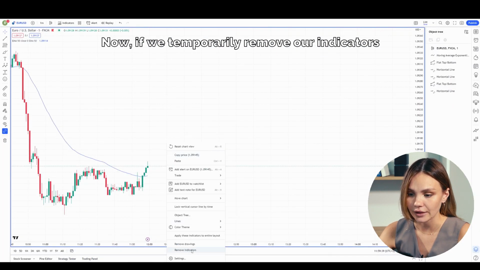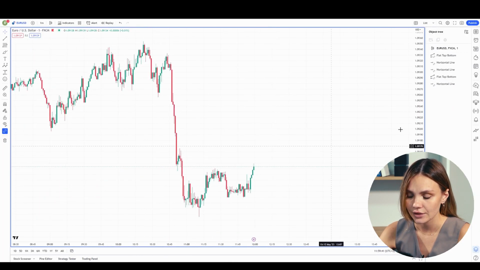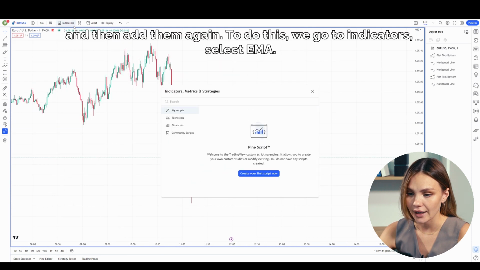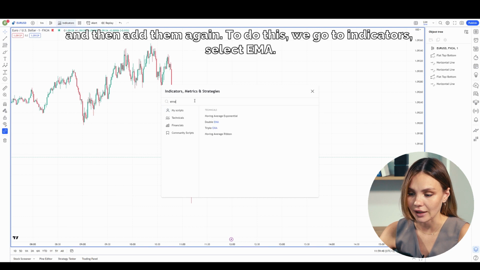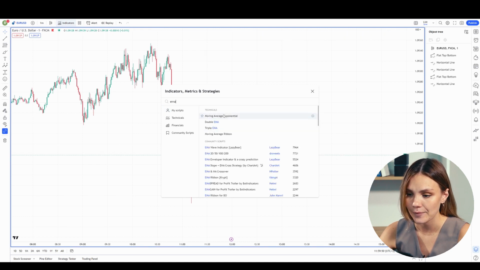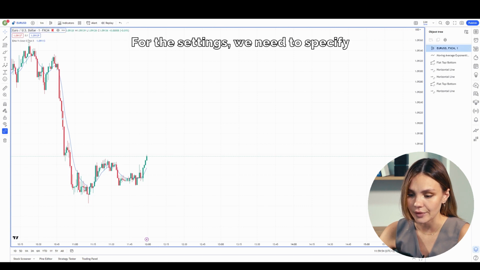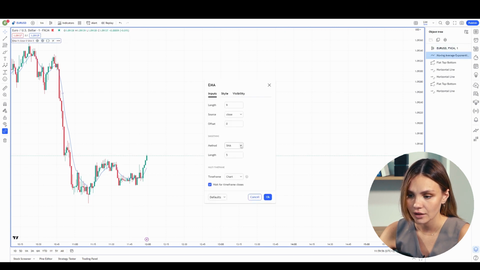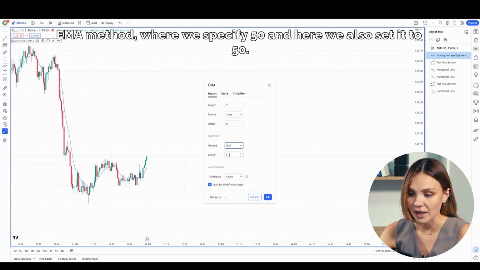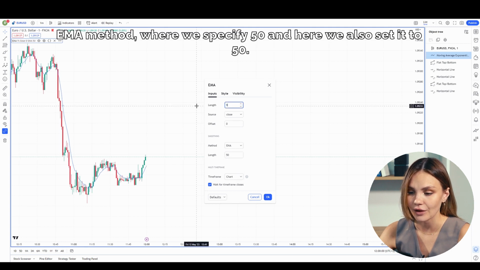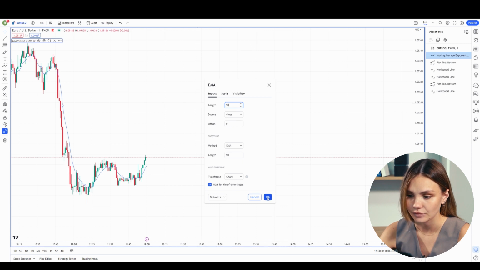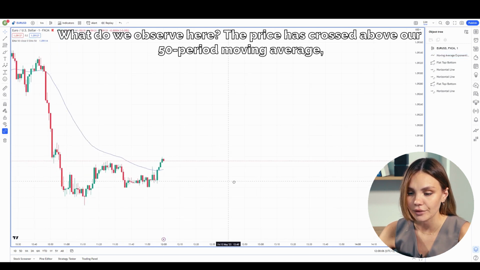Now, if we temporarily remove our indicators and then add them again, to do this, we go to Indicators, select EMA. For the settings, we need to specify the EMA method, where we specify 50, and here we also set it to 50. What do we observe here?